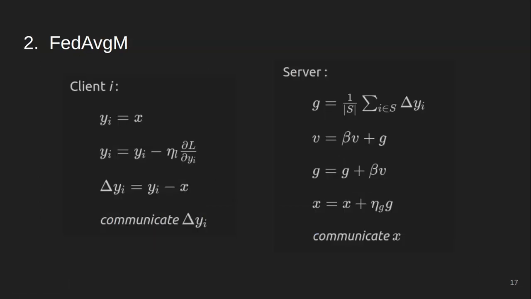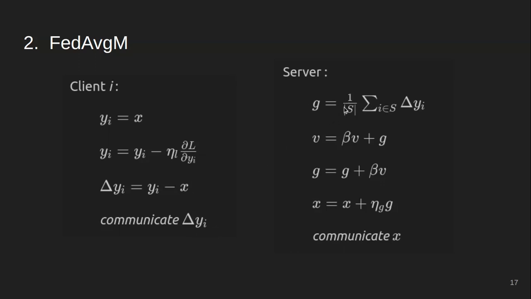So this is the pseudocode for FedAvgM. In the case of a client, x will be initialized as yi, then yi will be updated. Then we are again computing delta yi, which is the difference between yi, which is our trained model, and the model received from the server. So this is called updates or model difference, which needs to be communicated to the server at this point.